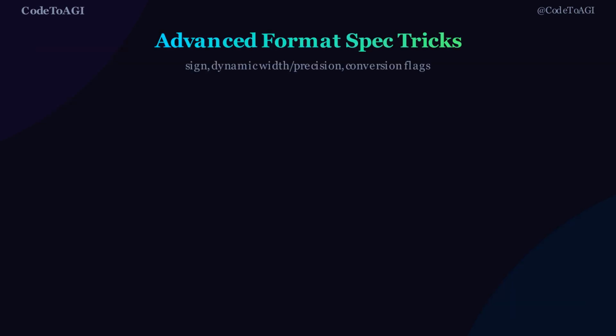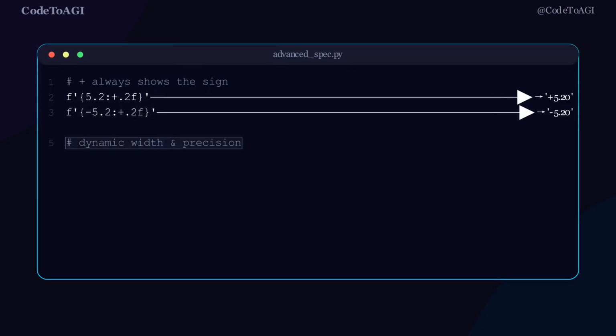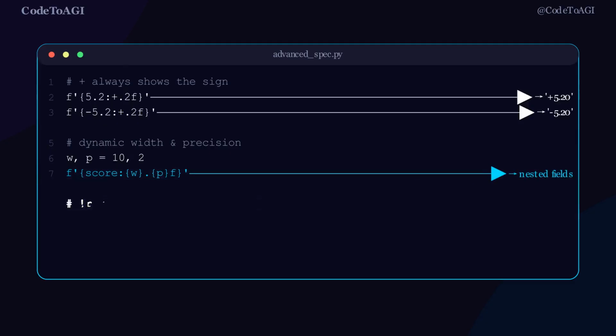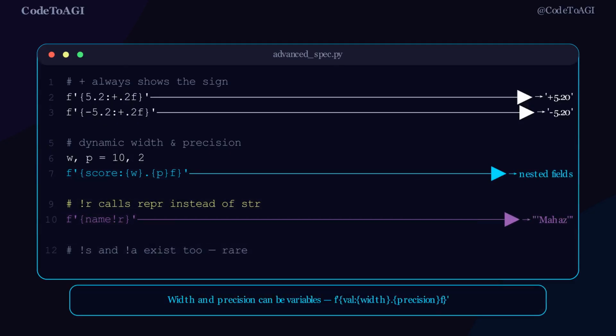A few advanced format spec tricks. Plus sign always shows the sign on numbers. Plus, .2f, always plus or minus shown. Width and precision can be dynamic too. Colon, curly width, curly precision, nested fields in an f-string. Pass width and precision in as variables. Bang r calls repr instead of str. Bang s and bang a exist too, rarely needed.